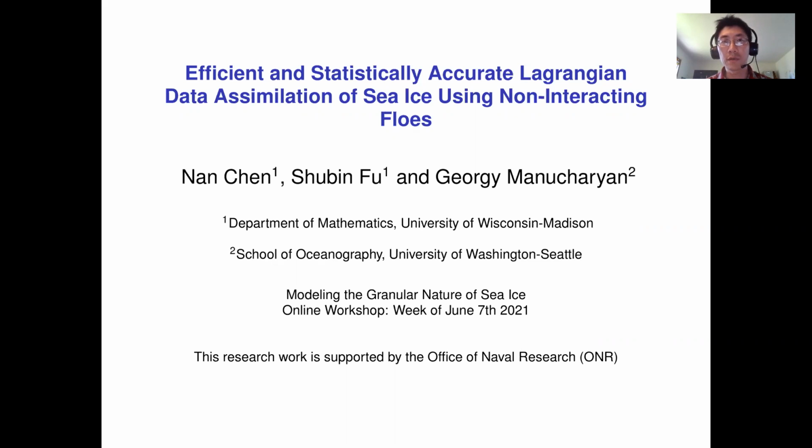The title is Efficient and Statistically Accurate Lagrange Data Assimilation of CIs Using Non-Interacting Flows. This is a joint work with my postdoc Shubin Fu at University of Wisconsin-Madison and Dr. Georg Manucharian from University of Washington, Seattle. And this work is supported by the Office of Navy Research.